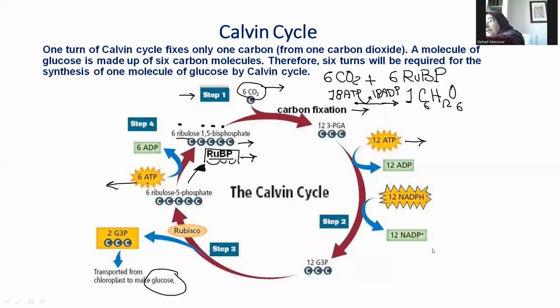So we were saying that we are consuming 18 molecules of ATP, meaning that we are converting them into 18 molecules of ADP and generating energy. And that energy will finally be stored. What are we going to do with that energy? We are going to store it in the bonds of glucose.